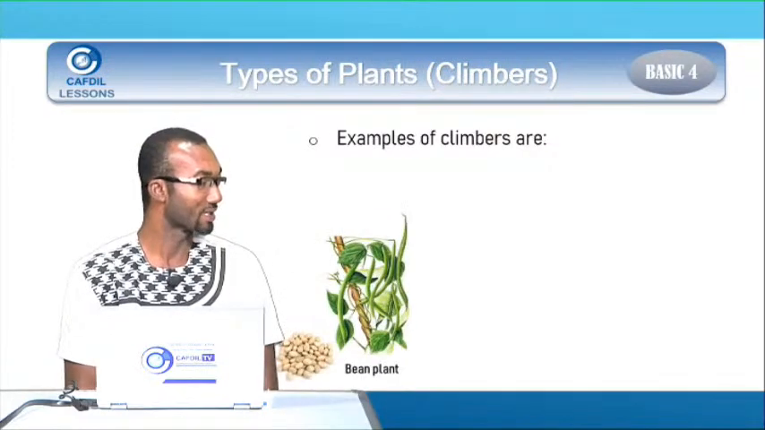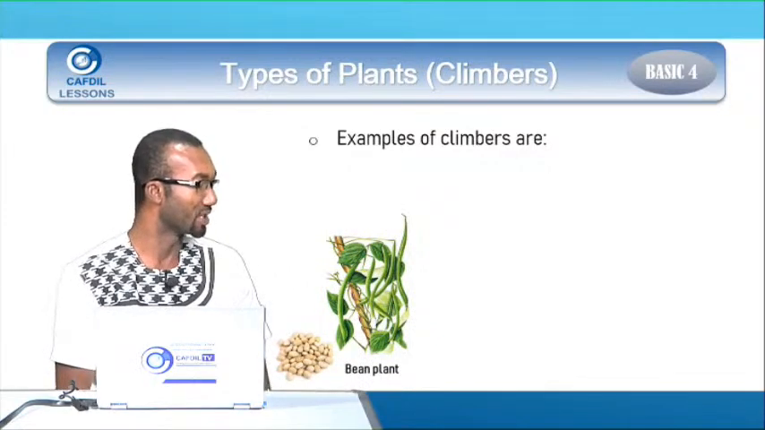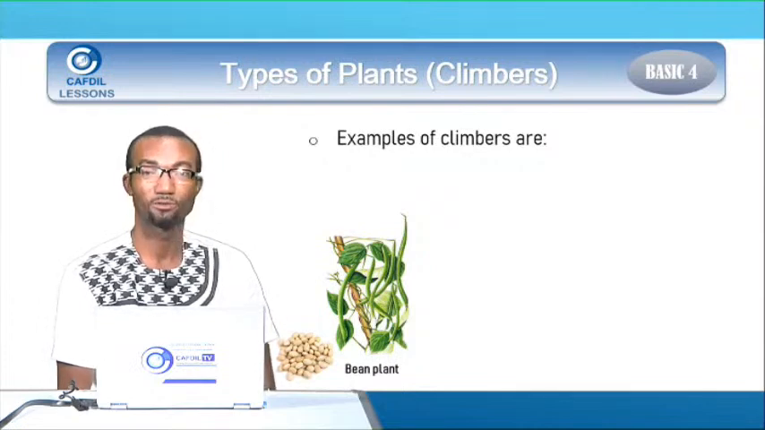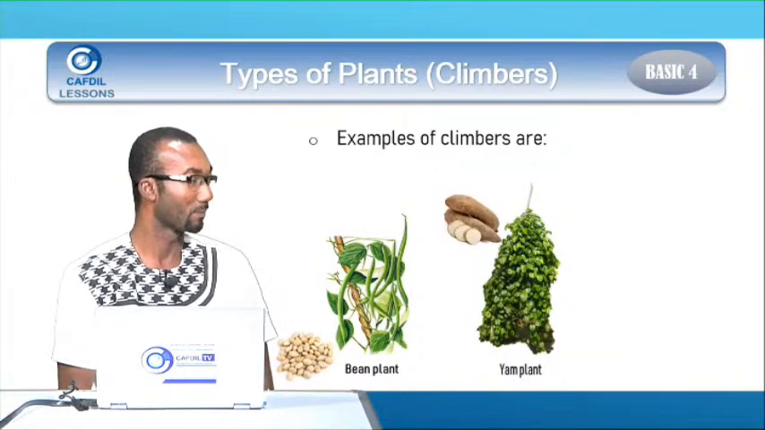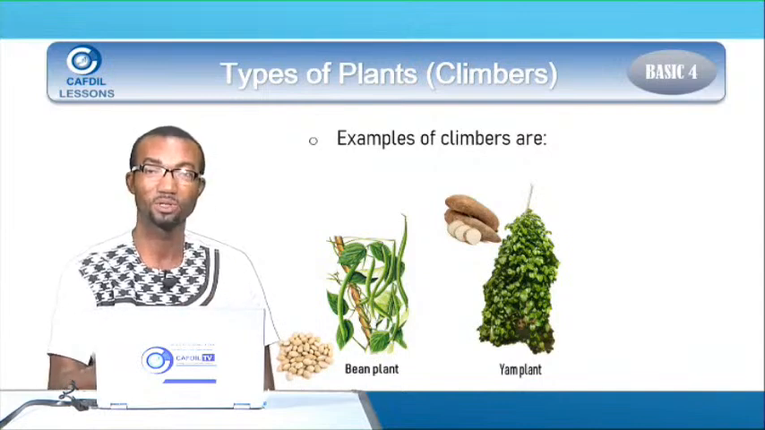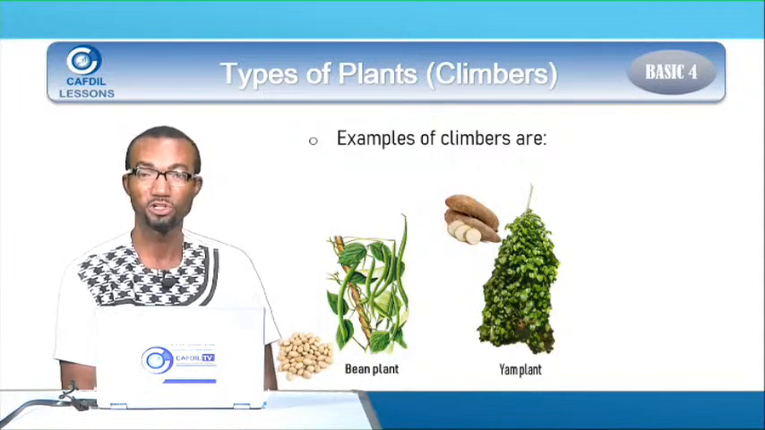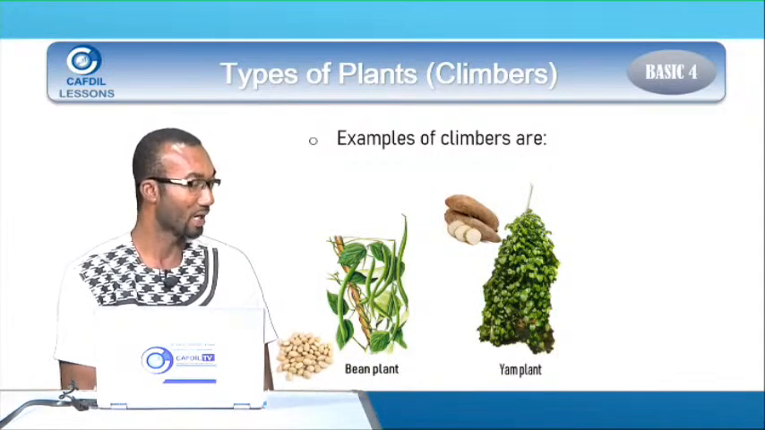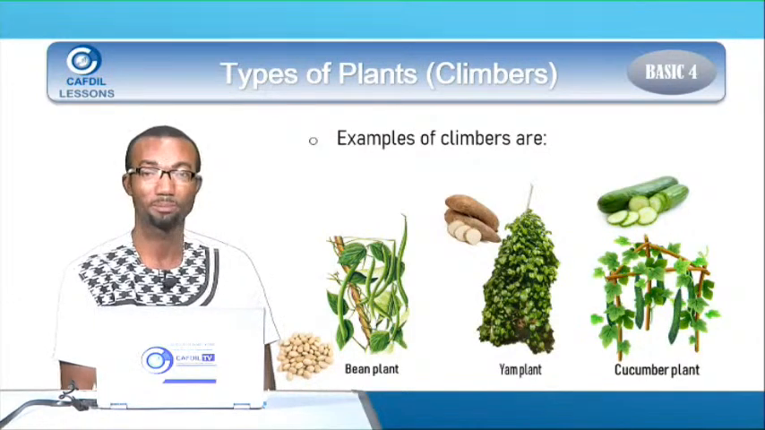Okay, so let's look at some examples. The first one is the bean plant. Bean plant falls under climbers. Two, yam. If you visit any yam farm, you see that they will support the plant with sticks before the plant can grow and then also produce the yam. So yam is also a climber. And then the last one is cucumber plants.